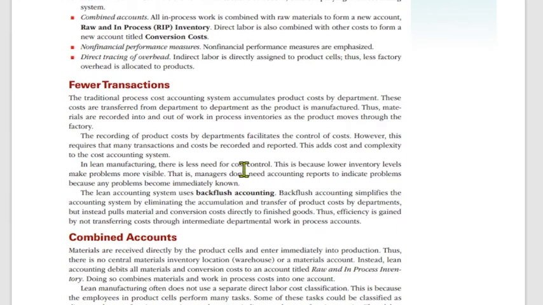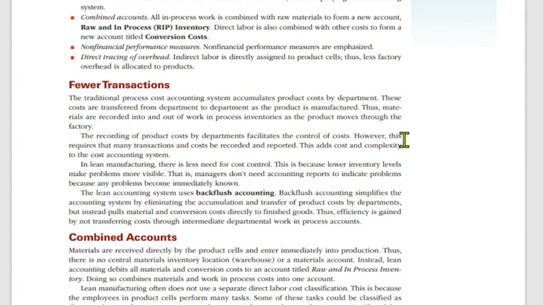Okay? The lean accounting, di ba sabi niya, it is accounting for the fewer transactions. So the traditional process cost accounting system accumulates product costs by department. These costs are transferred from department to department as the product is manufactured. Thus, materials are recorded into and out of WIP inventories as the product moves out through the factory. Di ba kung maraming department yan, debit pa ng raw material, tapos work in process, tas transfer sa another department, tas work in process uli doon, then transfer uli another work in process uli to another department.